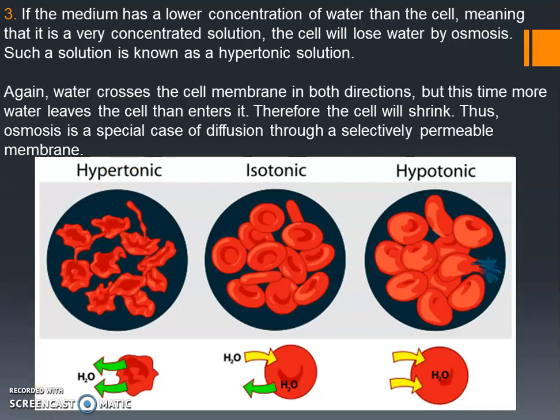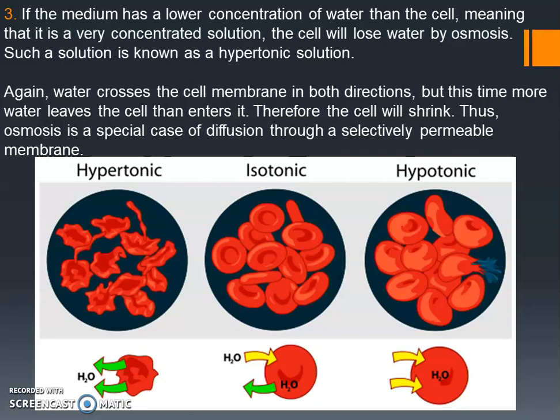So the type of solution where there is lesser amount of water than the cell, it is called as hypertonic solution. Okay, and here what happens again? Water crosses the cell membrane in both directions, but this time more amount of water will leave the cell than it enters. അപ്പോൾ ആ വാട്ടർ മോളിക്യൂൾ എന്ത് ചെയ്തുകൊണ്ടിരിക്കും? മൂവ്മെൻറ്റ് ചെയ്തുകൊണ്ടിരിക്കും, but the amount of water which is leaving the cell will be very very high than it enters it. Therefore what will happen to the cell? Its normal size might get shrink. So therefore the cell will shrink.